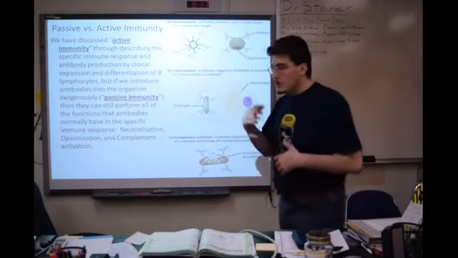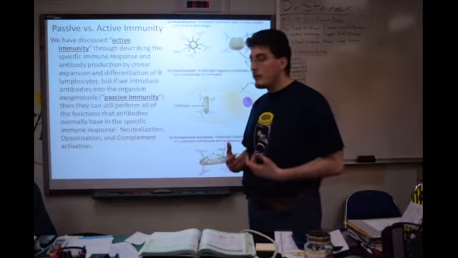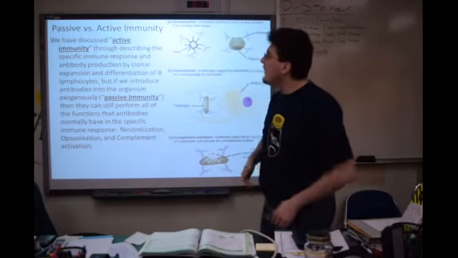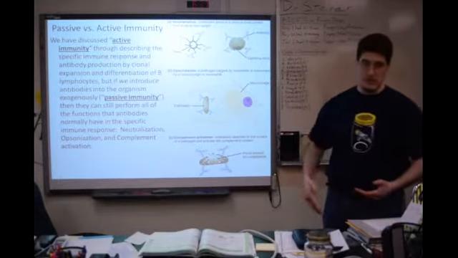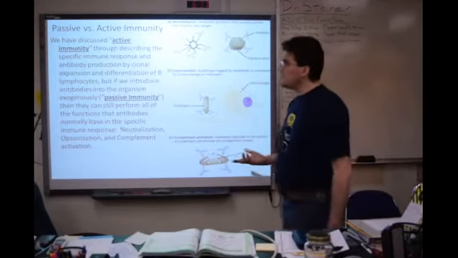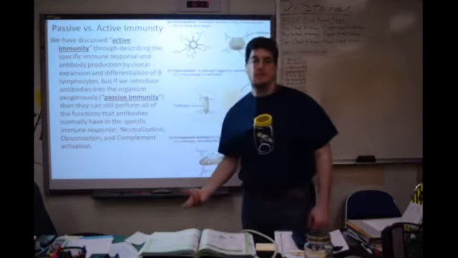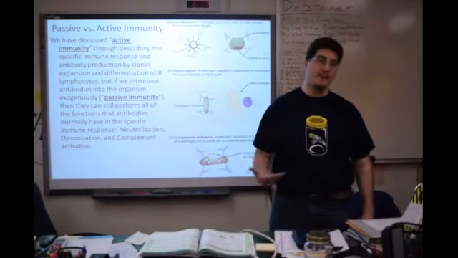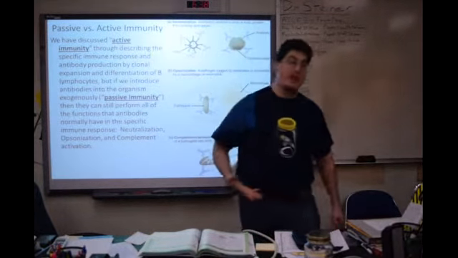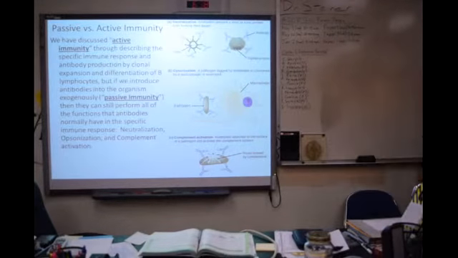Let's talk about some old definitions that we're finally giving a name to. Active immunity and passive immunity. Active immunity is the specific immune response. It's the production of antibodies. It is the humoral immune response. Producing antibodies is active immunity. Through exposure to an antigen, you produce antibodies.